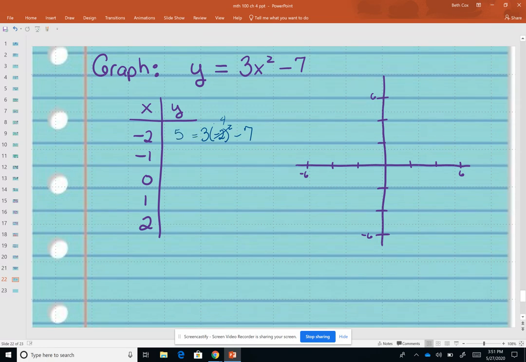If you need to do that on your scratch paper, you can. Do it over here on my scratch. So that's 12 minus 7, that's 5. So that's why I got the 5. Okay. All right. I'll do 3 times negative 1 squared minus 7. Again, I can do it on my scratch or I can do it in my head. So that's positive 1 times 3 is 3, and 3 minus 7 is negative 4.